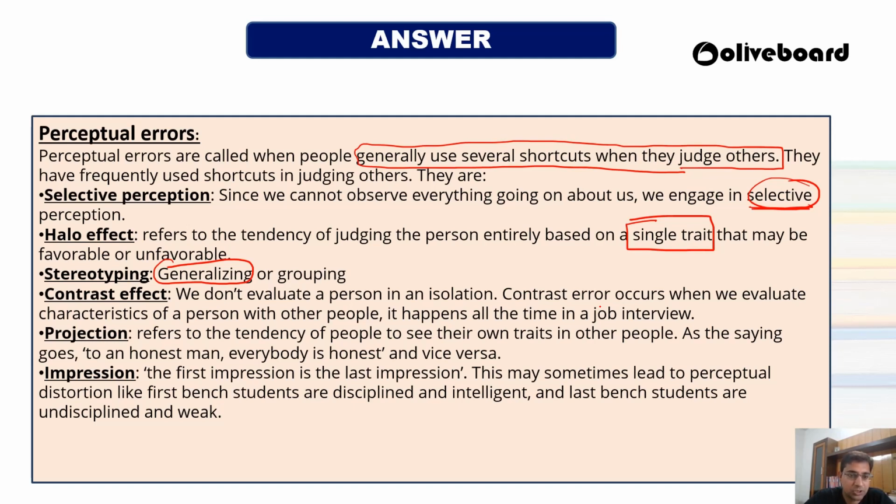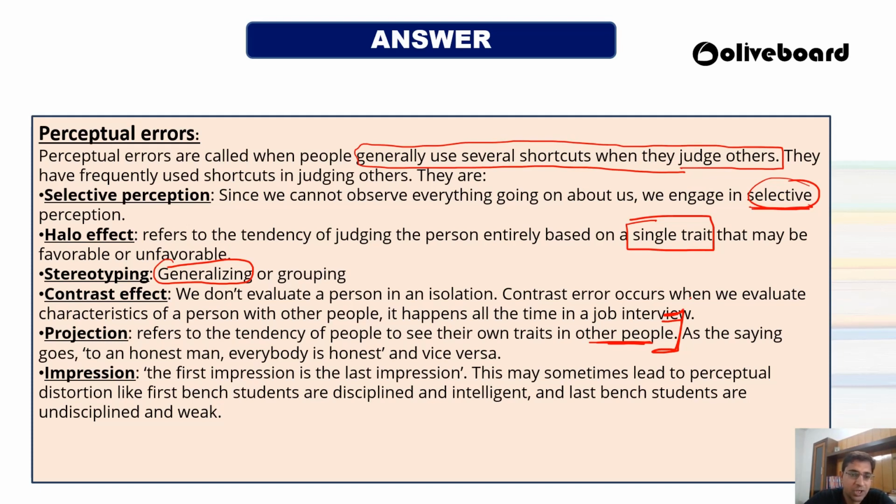Then projection. Here people have a tendency to see their own traits in other people. If I have some kind of trait, then I see somebody else as having the same trait that I have. Like if I am an honest man, then I will find everybody to be an honest person. That is projection, but it is not always true, right? So again, it is a shortcut method.